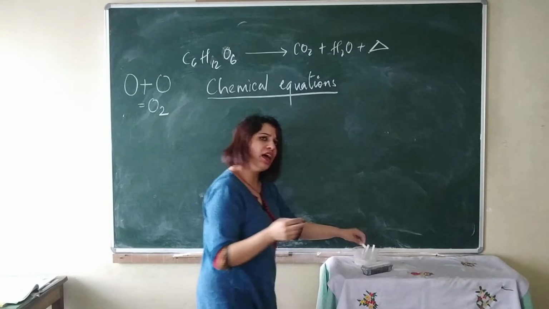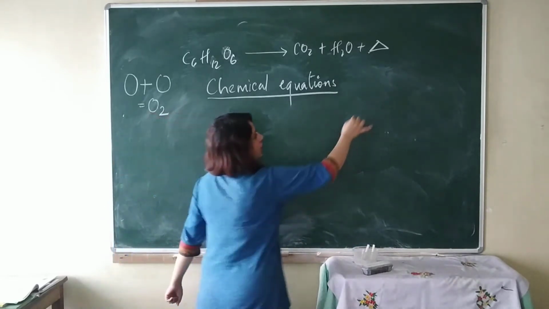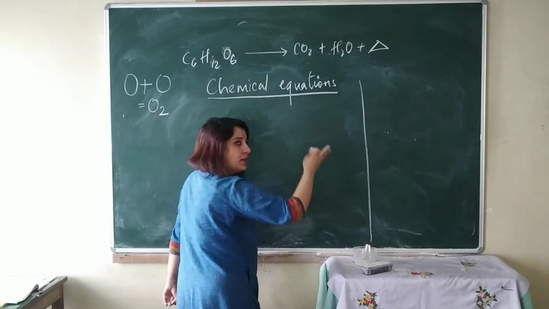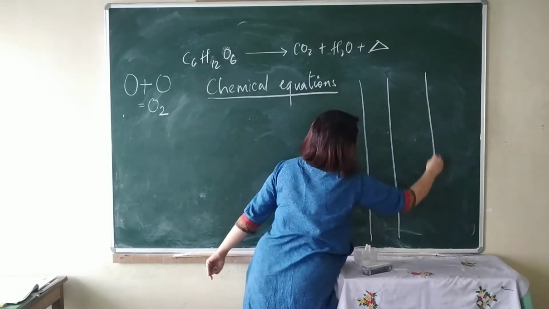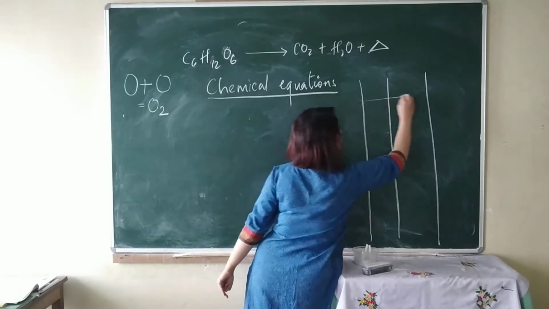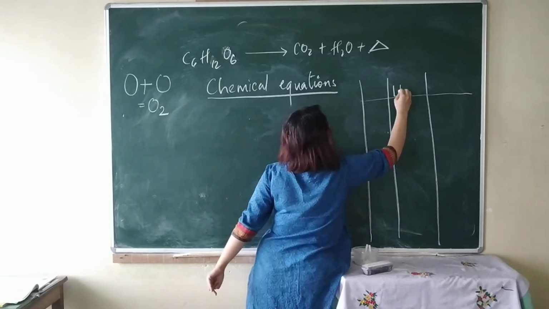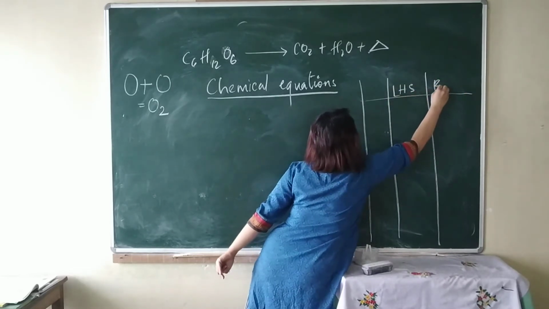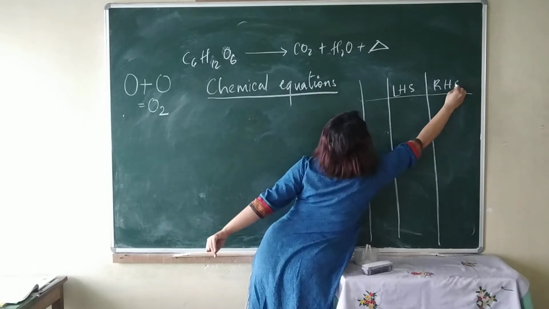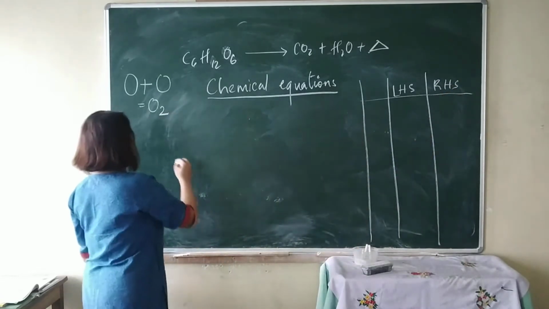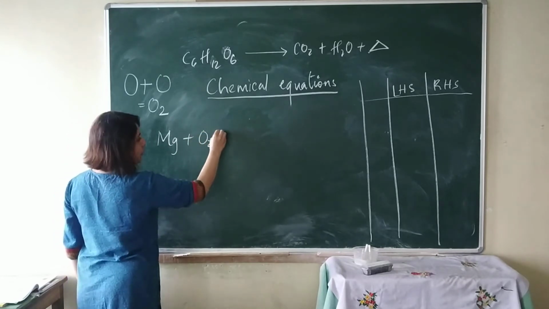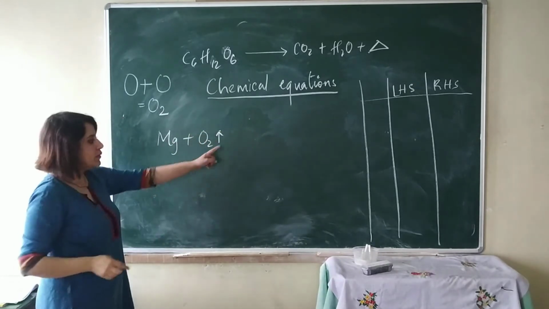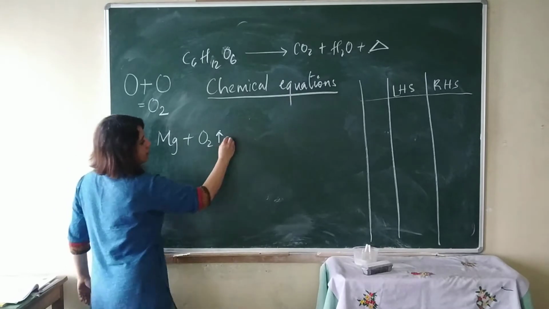Since you all are just starting off, this is the easiest method. Draw a rough column. Make 3 columns. This will be the left hand side. This will be the right hand side. Okay? And let's start off with the first equation that we have done. The same equation I have taught you. Upward arrow indicates gas.